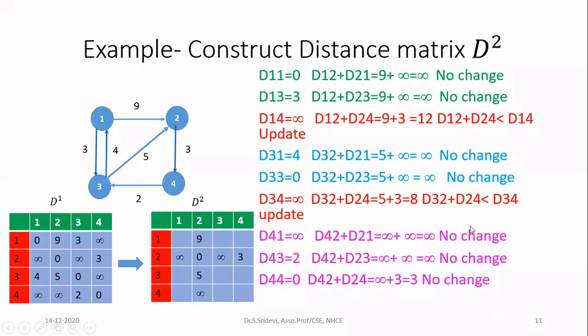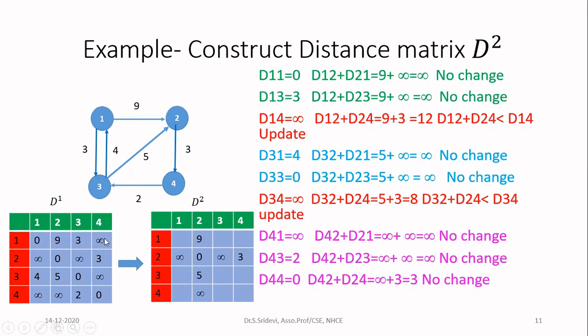Now let us see what is the meaning of this updation. So first, from the node 1 to the node 4, there is no direct path available. That's why we have the cost as infinite in the matrix D1. Even after the inclusion of vertex 1, we don't have any path from 1 to 4. So we have a cost of infinity.